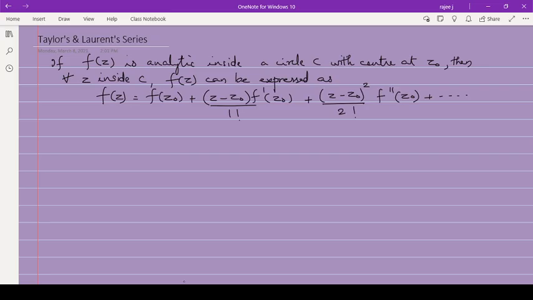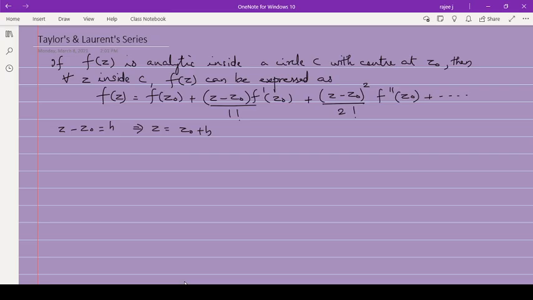This can be rewritten as, suppose I put z minus z0 equal to h, then z is equal to z0 plus h. So this formula can be changed. Instead of f of z, you can write f of z0 plus h is equal to f of z0 plus h into f dash of z0, like that. That is not so common, so I am not writing that one.